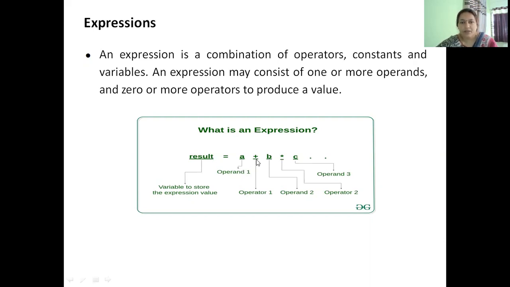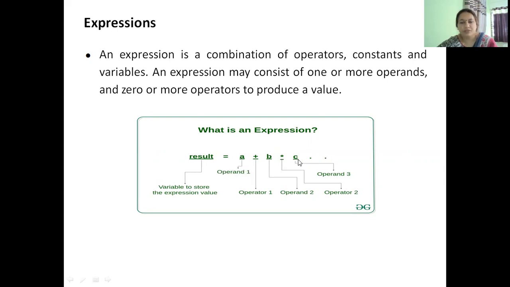Here a, b, c are the three operands, operand 1, operand 2 and operand 3. These are nothing but the data items which are used in the calculation in this particular expression. We have two operators, operator 1 is plus, operator 2 is star. Plus is for addition, star is for multiplication. So when this expression a plus b into c is performed, it will result in a value.